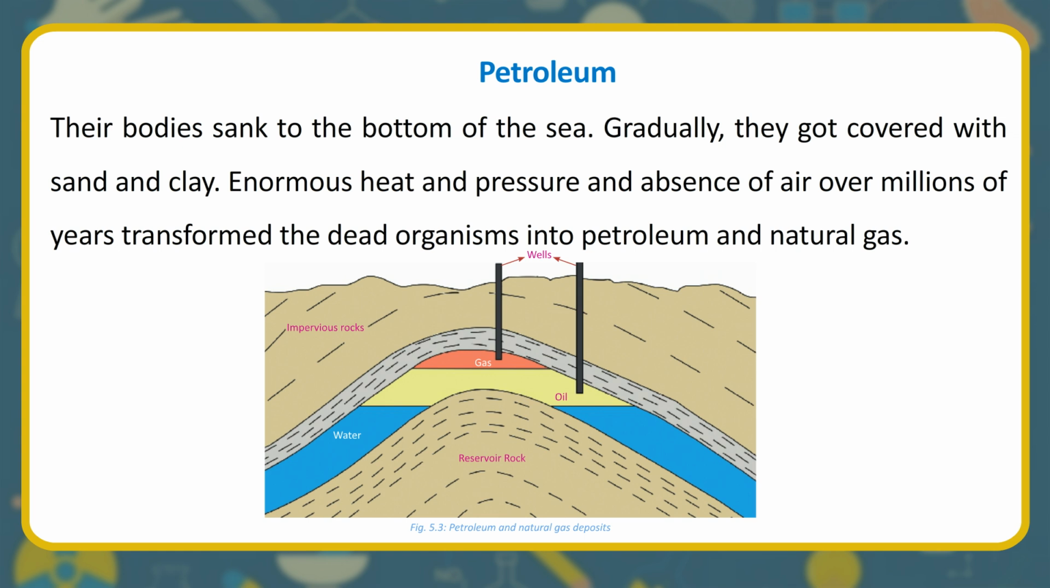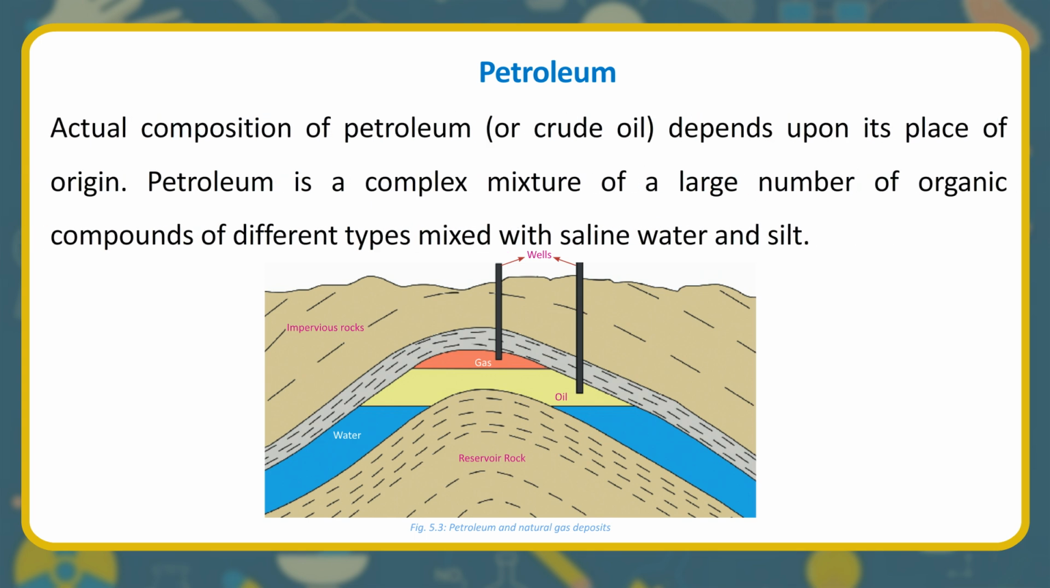Their bodies sank to the bottom of the sea. Gradually, they got covered with sand and clay. Enormous heat and pressure and absence of air over millions of years transformed the dead organisms into petroleum and natural gas. Actual composition of petroleum, or crude oil, depends upon its place of origin.